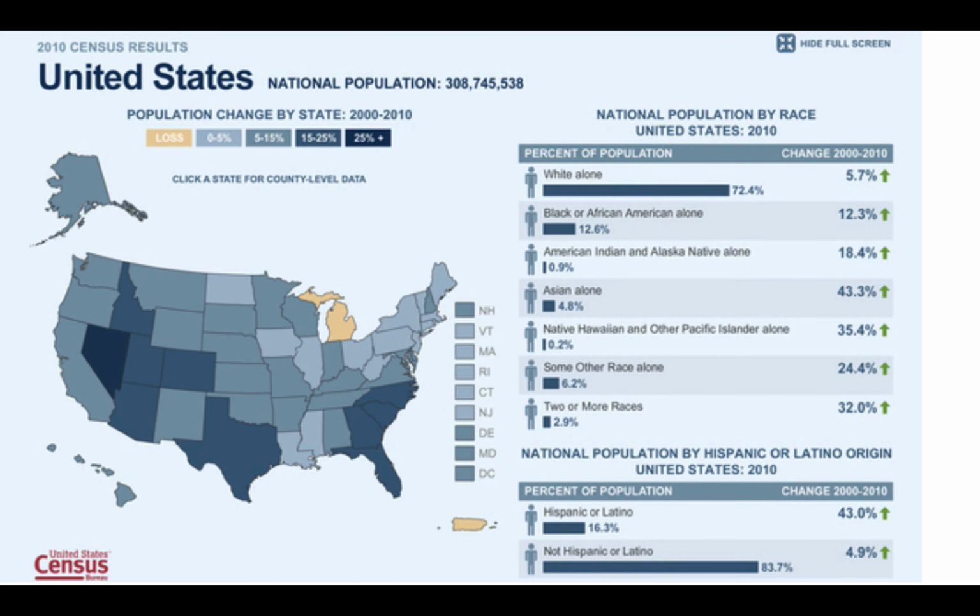You can also look at population changes when it comes to race and ethnicity, which I think is interesting to look at as well, and it shows you how the population is becoming more diverse over time.